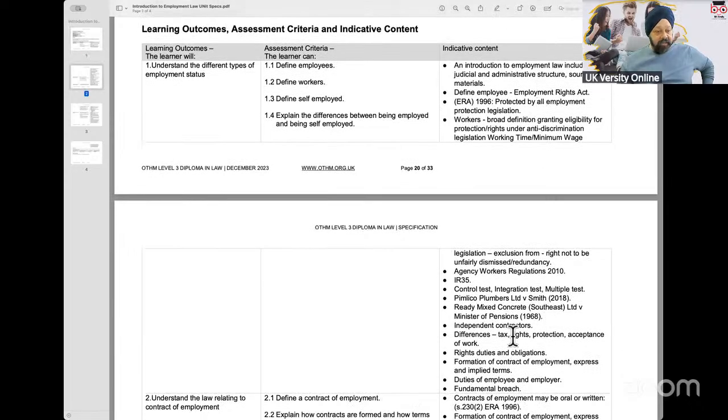like the working time directive, what is the minimum wage in the UK, the Agency Workers Regulations of 2010, what is an IR35 form, bits and pieces related to some of the cases which have been instrumental in helping shape up and obviously update employment law within the United Kingdom. They would be covered. And obviously we'll be looking at certain terminologies, things like who are independent contractors, what are the tax obligations from a point of view of an employer and also for employees. And in some cases, what constitutes a breach of contract.